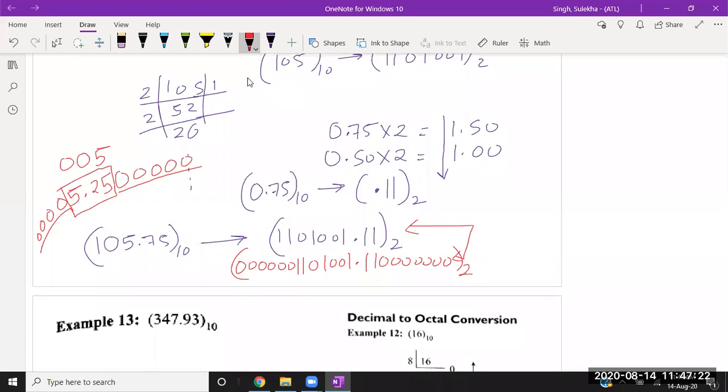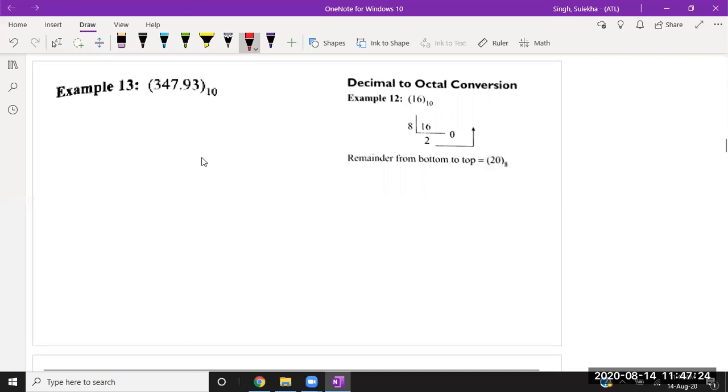Okay. If it is clear, in the previous class, I told you to be ready with your pen and paper. So open your notebook and solve this problem. 347.93 base 10, and you need to convert it into the octal number system. So the same principle you need to go through.